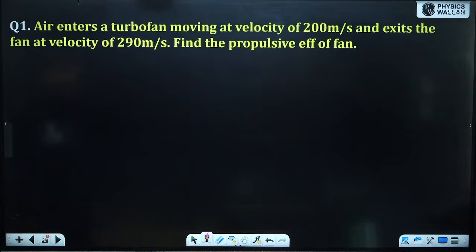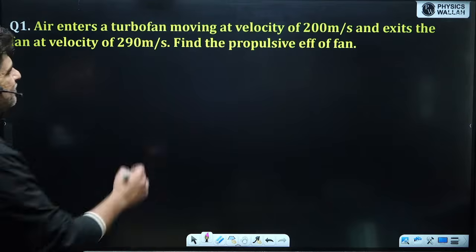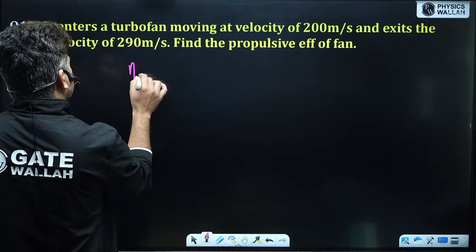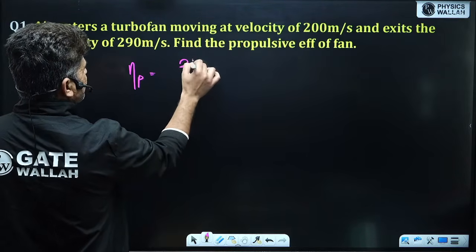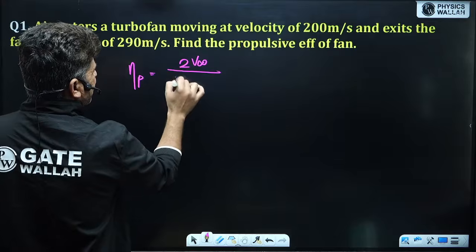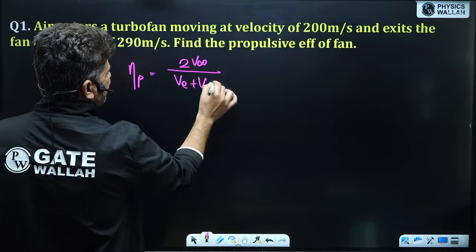Air enters a turbofan moving at a velocity of 200 meter per second and exits the fan at a velocity of 290 meter per second. It says find the propulsive efficiency of the fan. Okay, so we know that propulsive efficiency of a fan can be defined as 2 into V infinity divided by V exit plus V infinity.